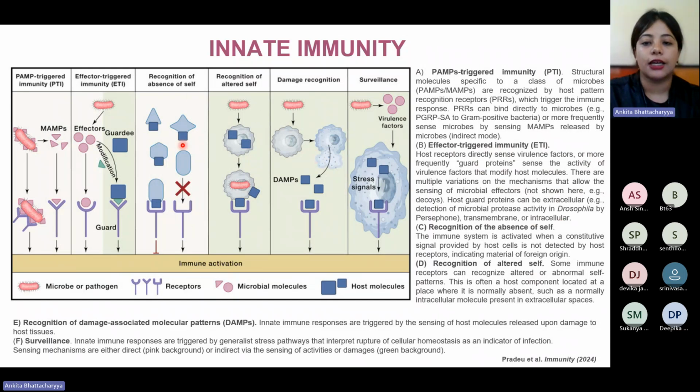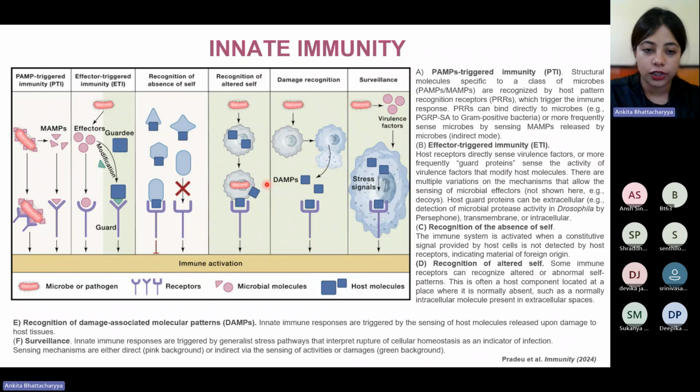The third factor, as I have already discussed, is the recognition of absence of self. The immune system becomes active when there is a constitutive signal provided by host cells that is not detected by host receptors, which means that it is of foreign origin, or something which has come from outside of the body. So these blue molecules that you see are host, and therefore they are able to bind to the host receptor, but dark blue molecules, something which does not belong to the host or is not intrinsic to the host, will be recognized as non-self.